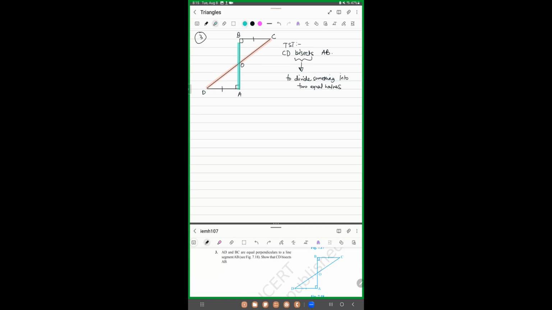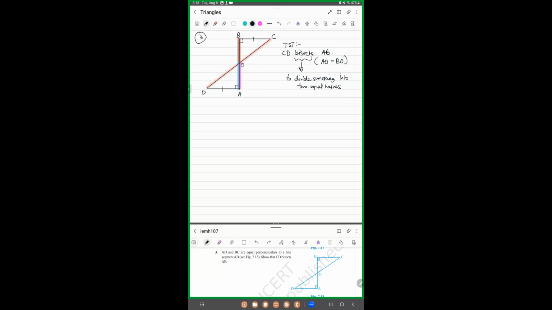That means you have to show that AO is equal to BO. Okay. That means you have to show that AO is equal to BO. You have to show that CD bisects AB.